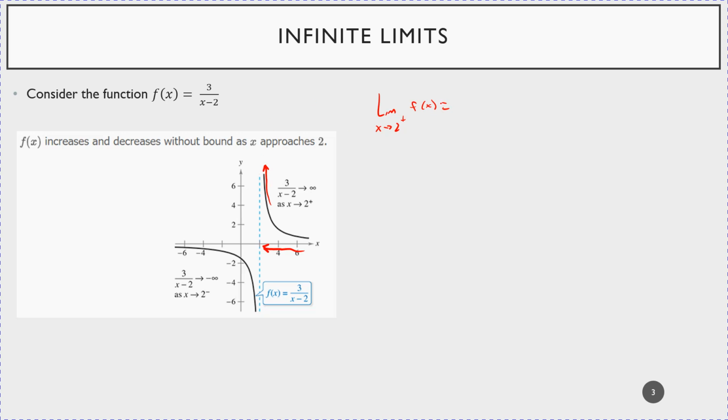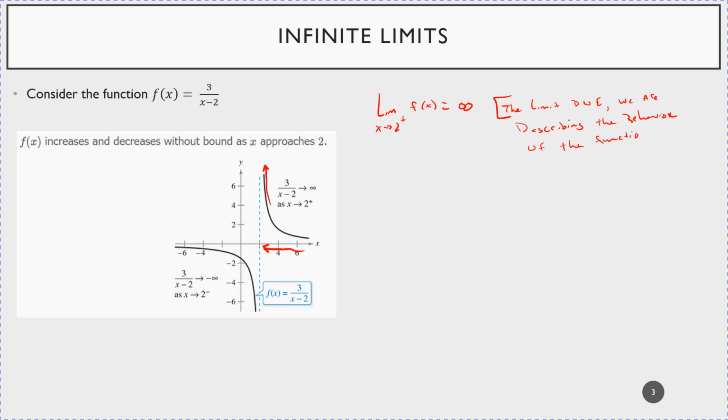I want to make this very clear. With infinite limits, we say this limit equals infinity. When we say equals infinity, what this means is the limit does not exist, because infinity is not a number, it's a concept. It means going on and on forever, increasing without bound. The limit does not exist. We are just describing the behavior of the function.